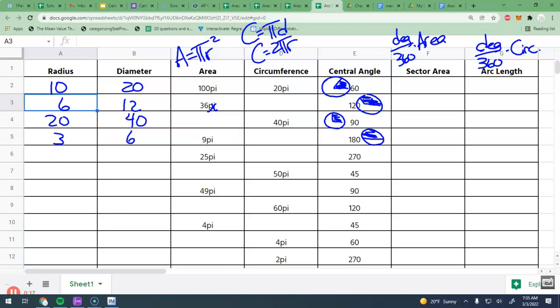I guess I could do this too. Circumference is pi times diameter. So this is 12 times pi. This is 6 times pi.